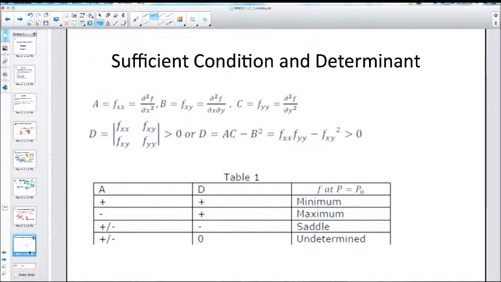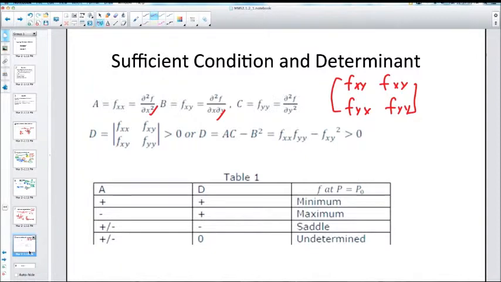Let's look at an example in a minute. First, look at a two-variable function. The Hessian is the double derivative with respect to x, y. That's the shorthand of this and this. The third one is f_yx. The last one is this.